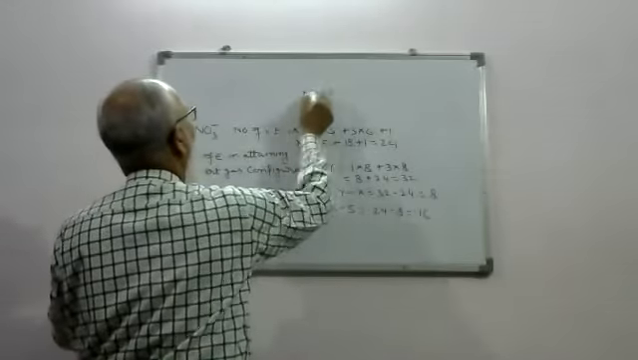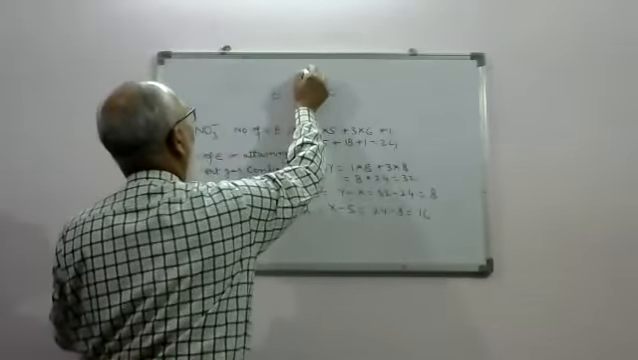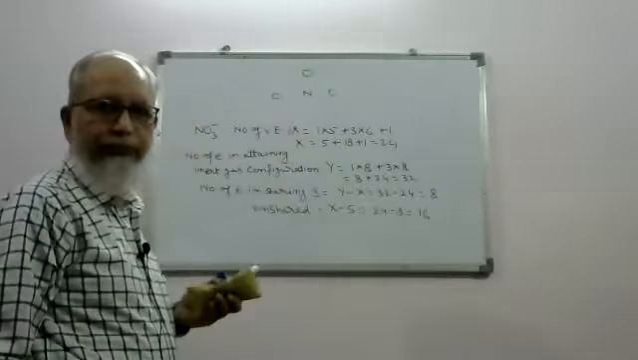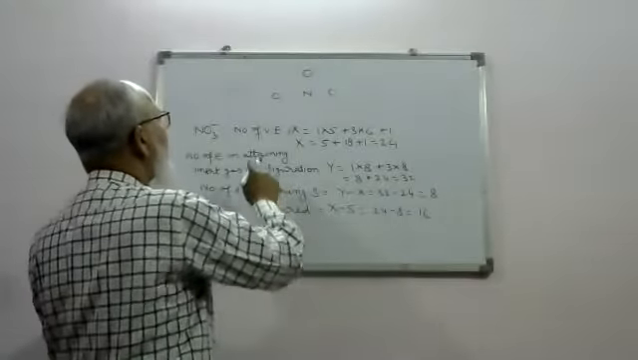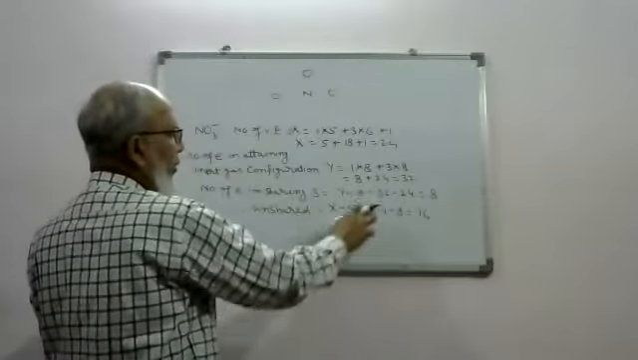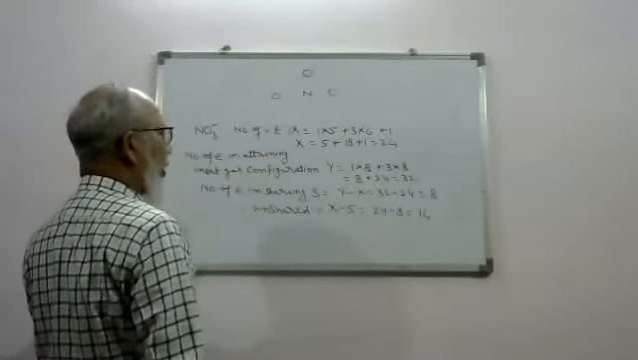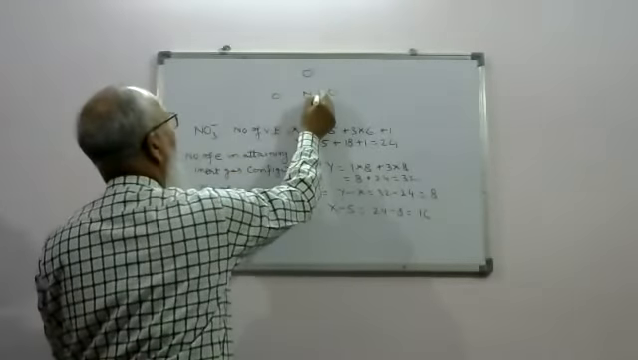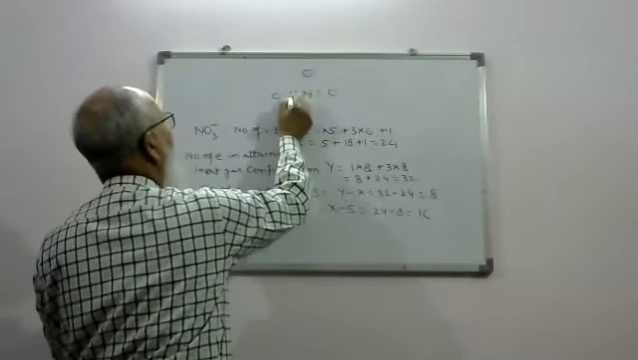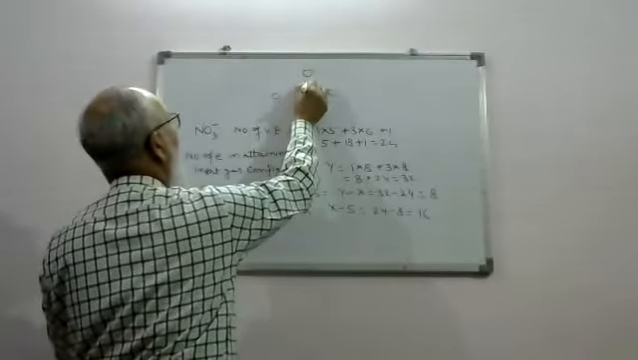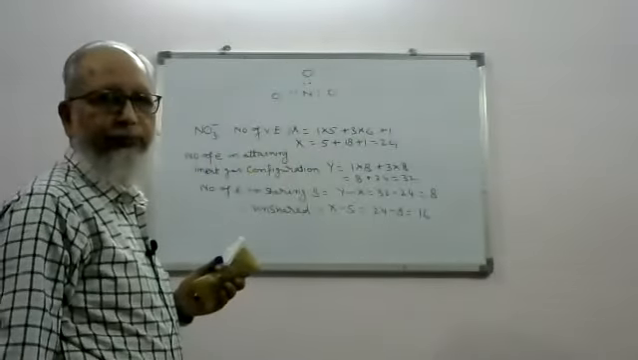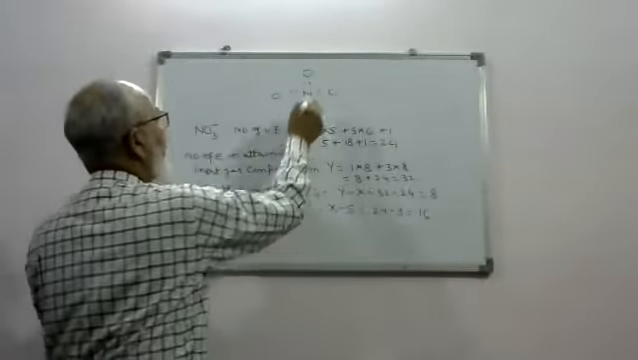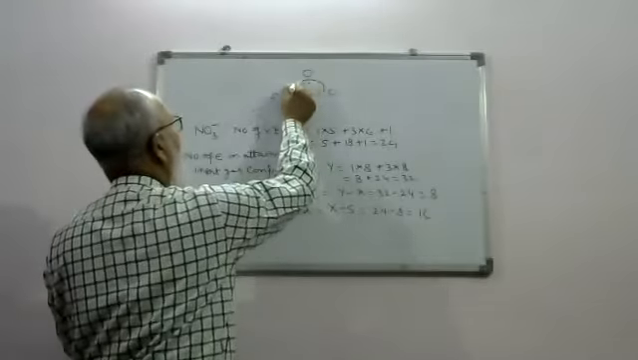N O O O. Total number of electrons to be shared are 8. So 2, 4, 6, and 8. Nitrogen atom has completed its octet.